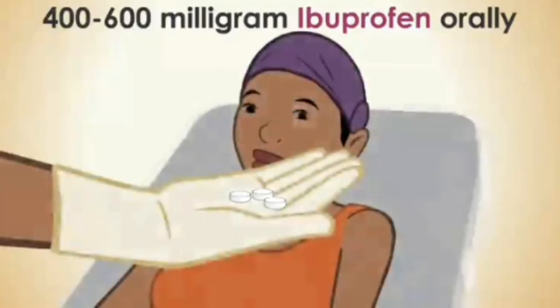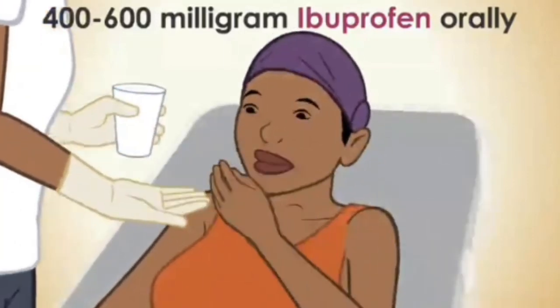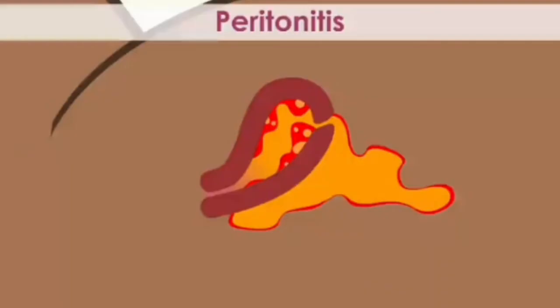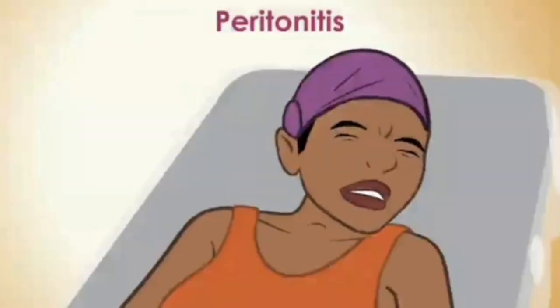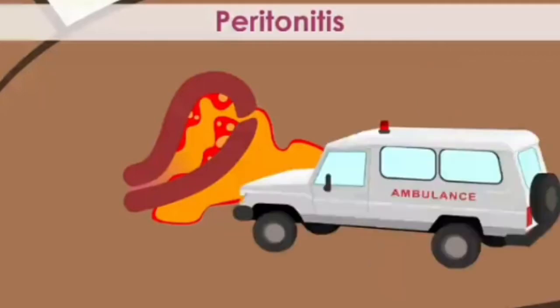6. Give ibuprofen for pain relief, 400 to 600 milligrams. At generalized peritonitis with defense, the patient should be prepared for surgery at a referral hospital. If in a peripheral health facility, stabilize, start antibiotic treatment, and refer.